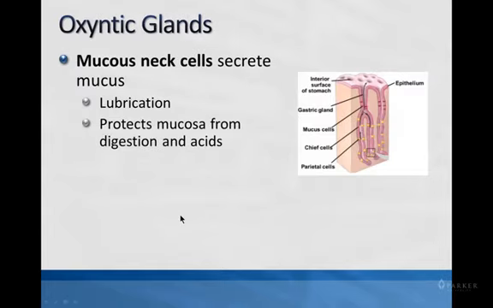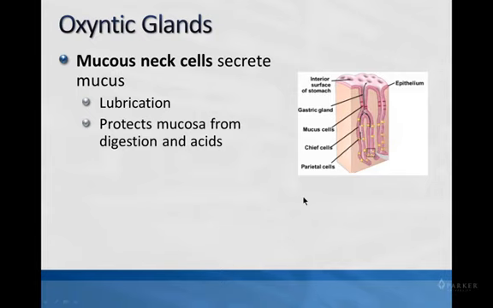So we're going to start with the mucus neck cell. So here is a gastric gland. Along here, along the neck, you have these cells called mucus cells. The mucus cells secrete mucus. So, just like we said before, mucus is a lubricant. It also helps to protect this mucosal lining from digestion, because we'll be looking at an enzyme that can digest proteins, as well as protect it from acids that can erode the mucosal lining.